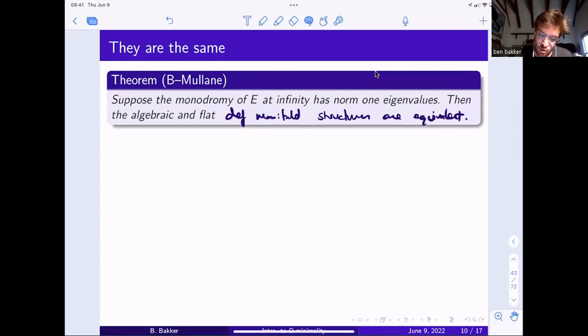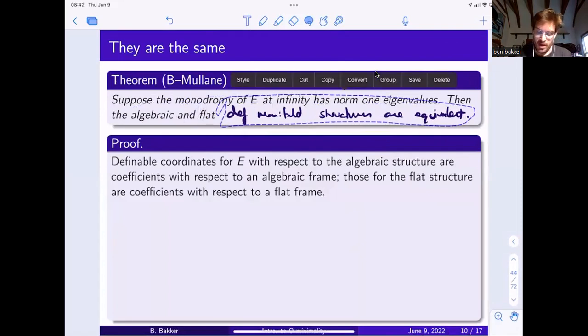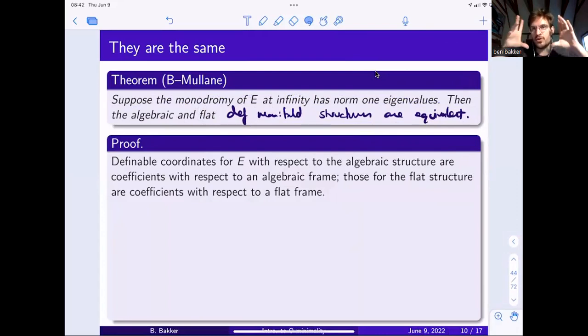Okay, so what's the proof? Well, this is just rehashing what I already said. There are two kinds of coordinates on the total space of this vector bundle. There are the coordinates coming from the base, which is the same for both definable structures, and then there are the coordinates for the fibers that we're including. In the algebraic definable structure, those additional definable coordinates are obtained by taking coefficients with respect to an algebraic frame, and the additional definable coordinates for the flat definable structure are obtained by taking coefficients with respect to a flat frame.